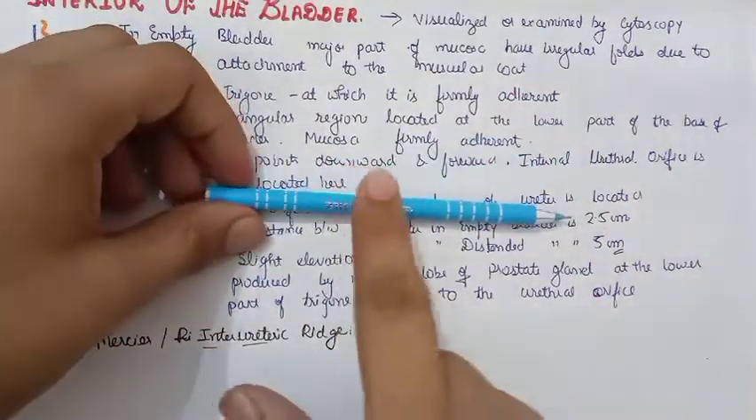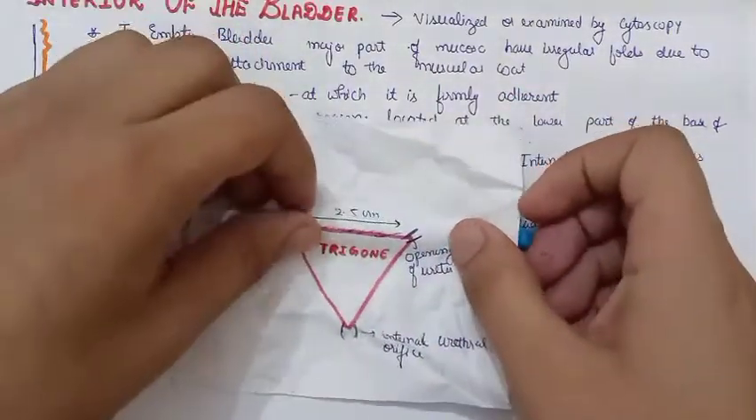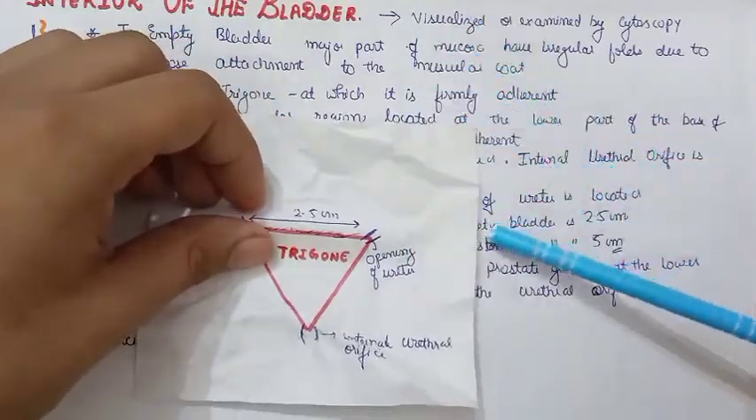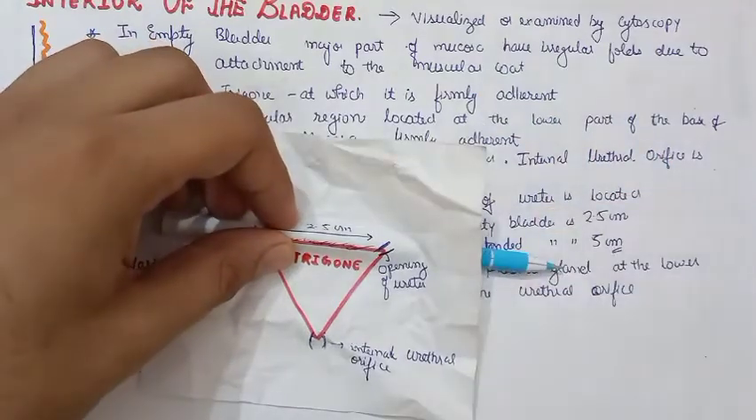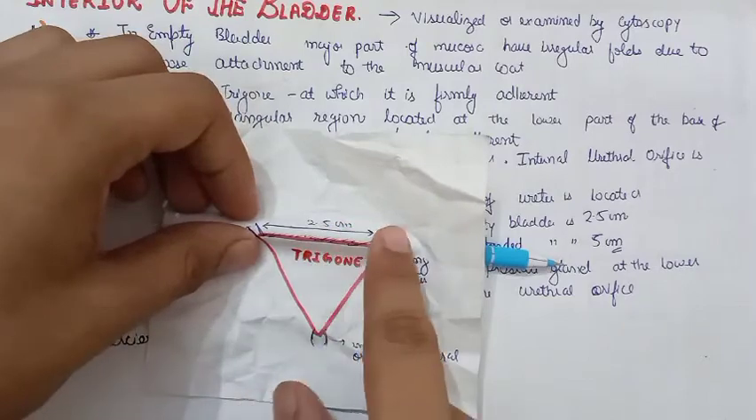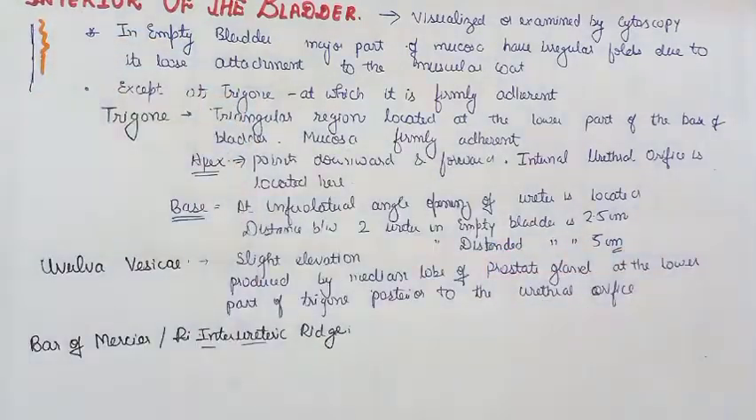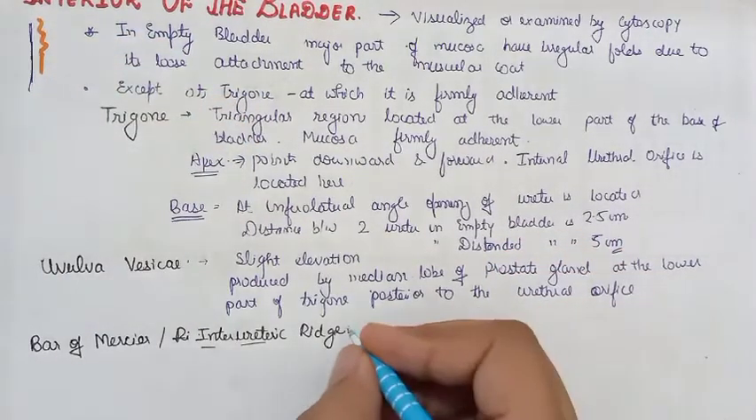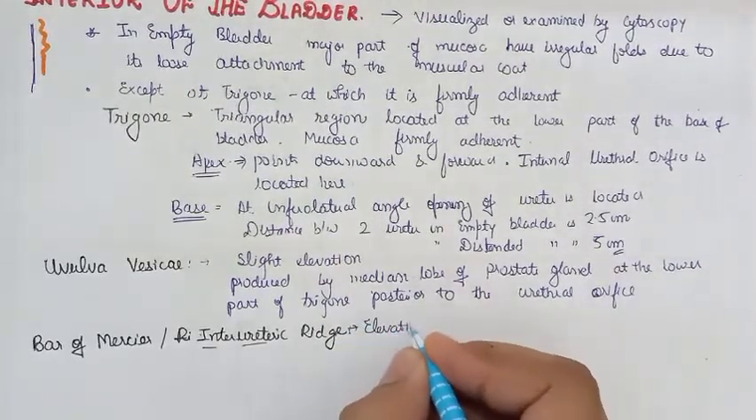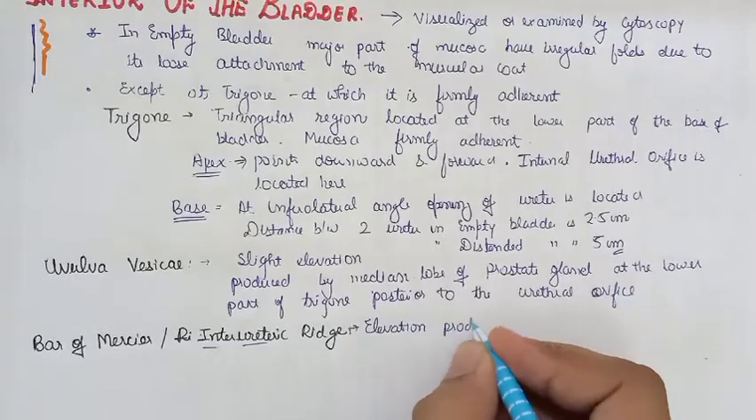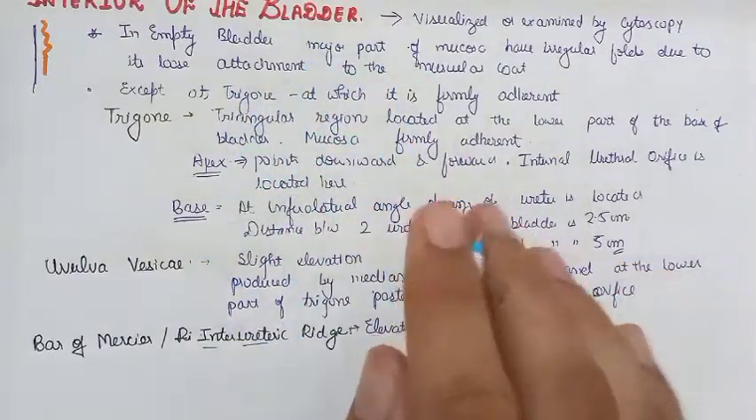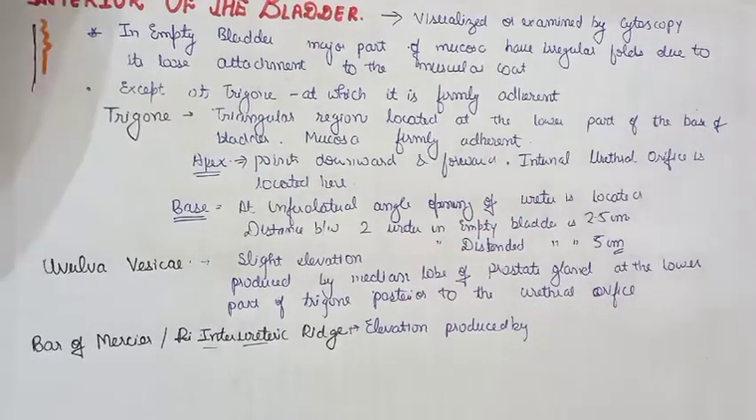And the pen which was producing this ridge is actually the inner longitudinal muscle. This is the inner longitudinal muscle of the ureter, which continues at the trigone and forms this elevation. So let us write down what we have discussed. It is a ridge or elevation produced by, what was this? Inner longitudinal muscle of ureter.